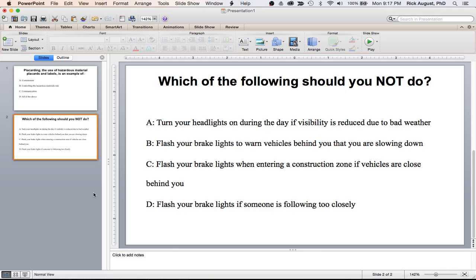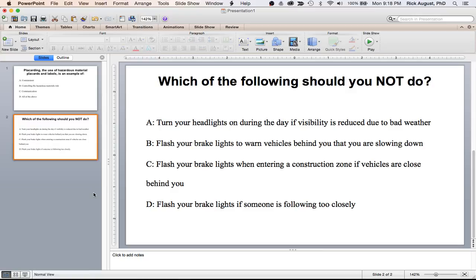So C and D are the same answer. If you're being tailgated, flashing your brake lights is one way that you can indicate to people behind you that you are slowing. And I'll put a card up in the corner about defensive driving in the event of being rear-ended. And oftentimes you're being rear-ended because people behind you are following too close.